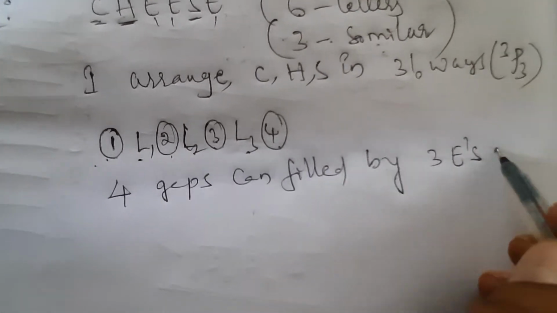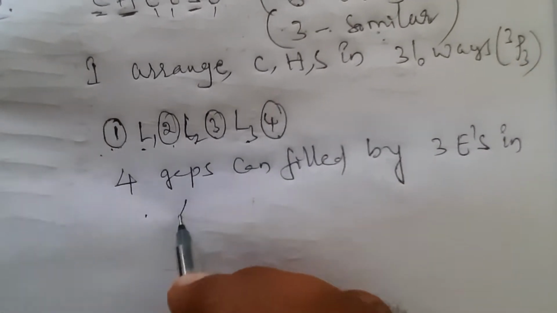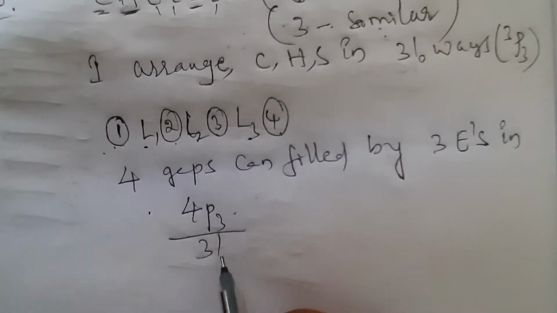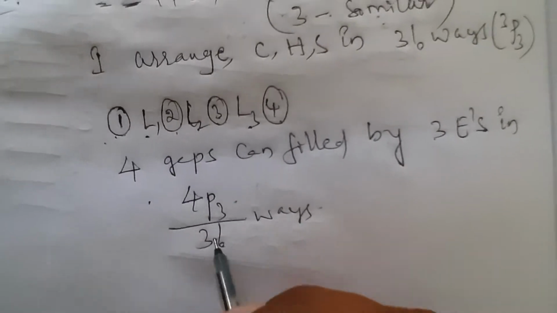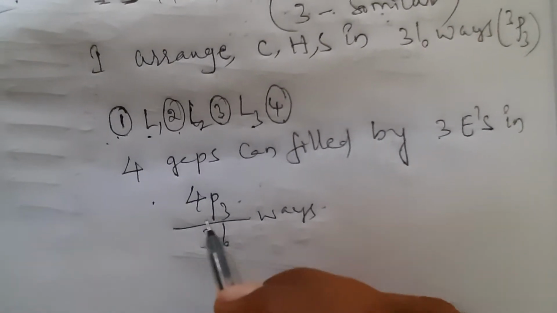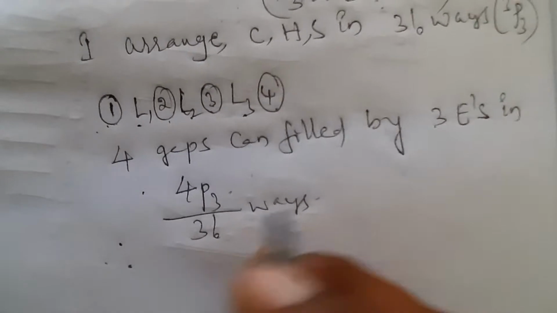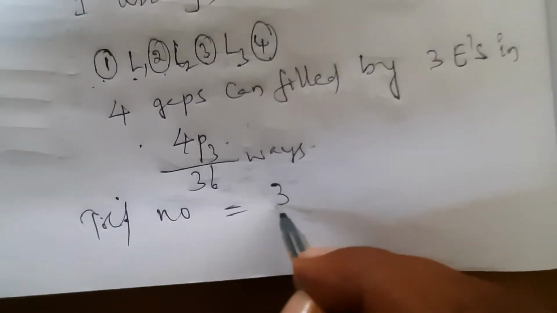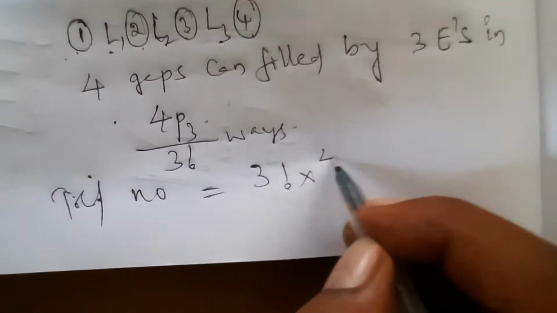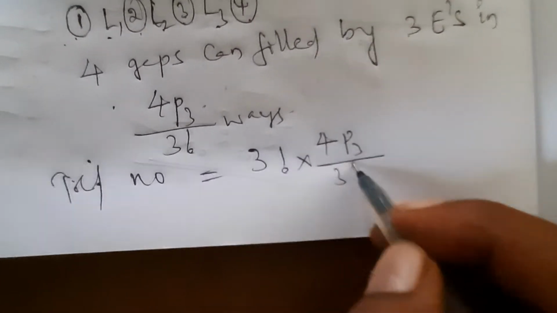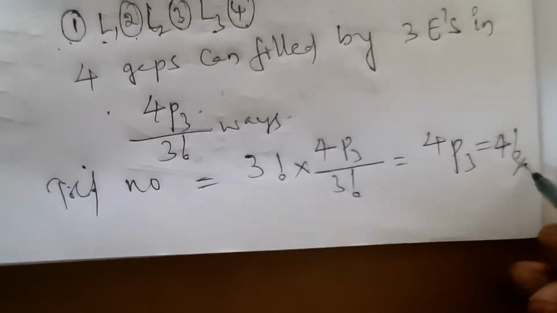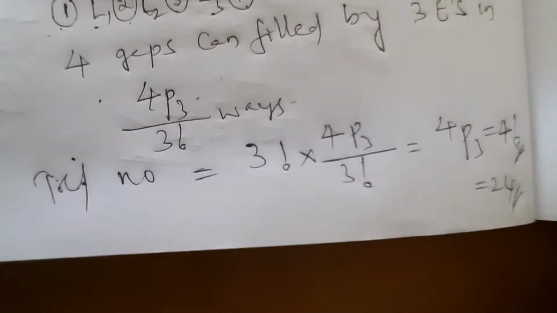3 e's in how many ways in general? In 4p3. But similar, so divide by 3 factorial ways. Don't forget this value, divide by 3 factorial, since they are similar. So therefore total number of arrangements equals 3 factorial into 4p3 by 3 factorial, which implies 4p3. 4p3 means nothing but 4 factorial, which is equal to 24 is the value.